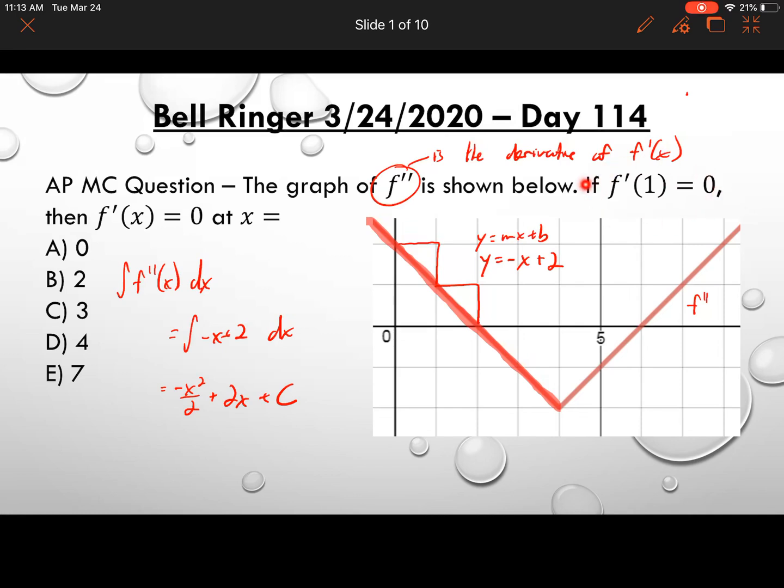Because we are told that f prime of 1 is equal to 0. So let's solve for that. So f prime of 1 is equal to 0. So when y is equal to 0, x is equal to 1. So negative 1 half, or negative 1 squared over 2, plus 2 times 1 plus c.